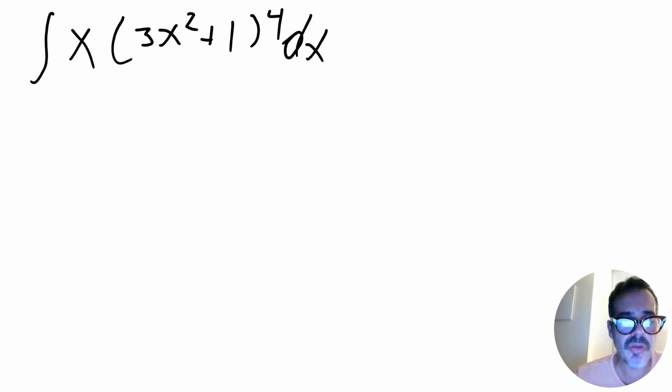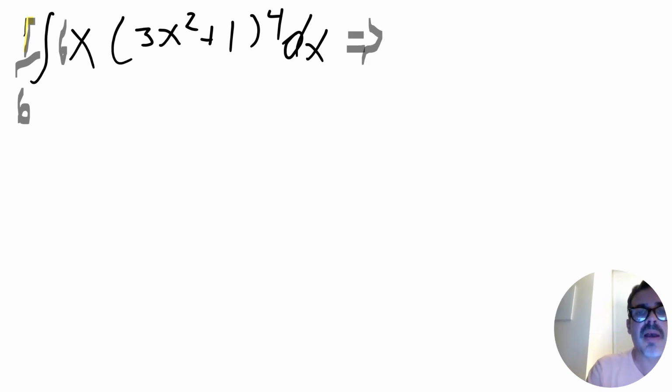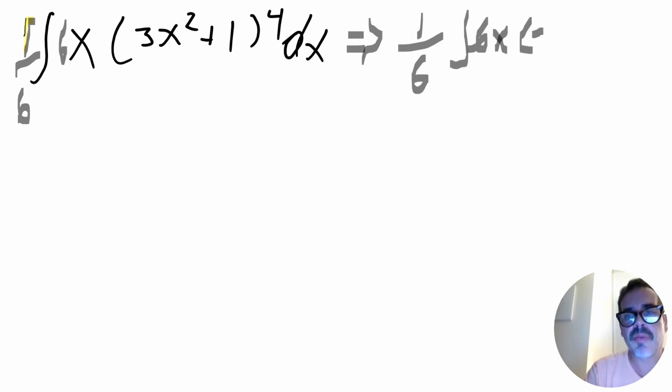Therefore, I can just use a very simple mathematical trick where I'm going to divide my integral here by 1/6. Apologies here. So we're going to take 1/6 on the outer, and then I'm going to multiply by 6. I haven't changed anything about my integral. Therefore, this integral now I can rewrite as 1/6 of the integral of 6x times 3x squared plus 1 to the power of 4 dx.